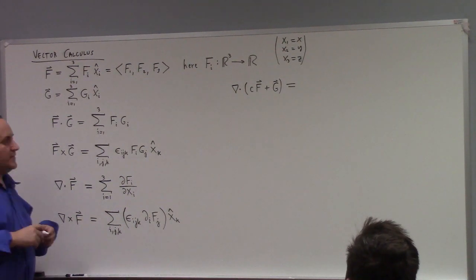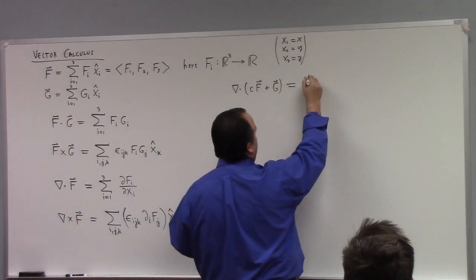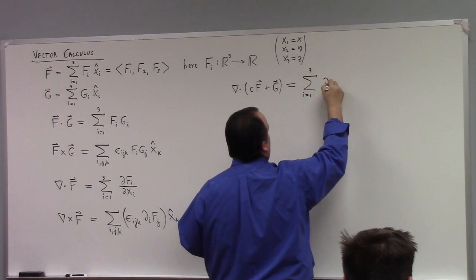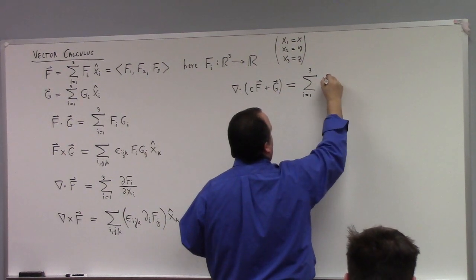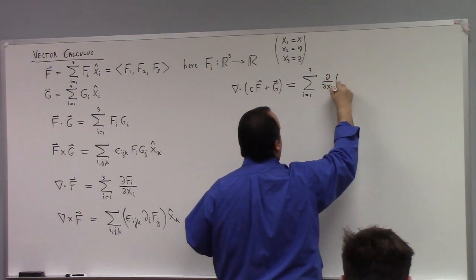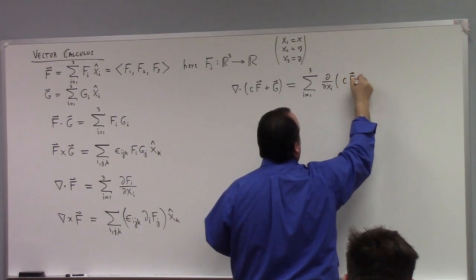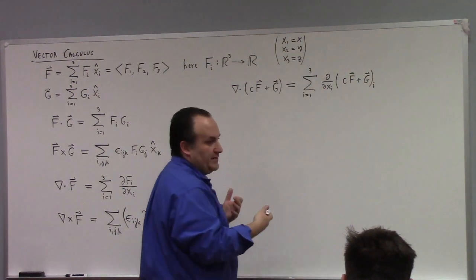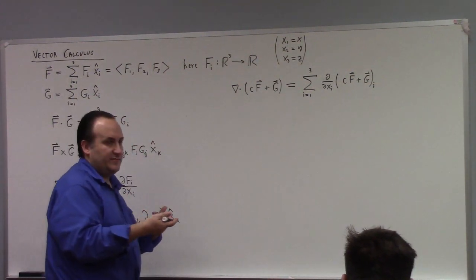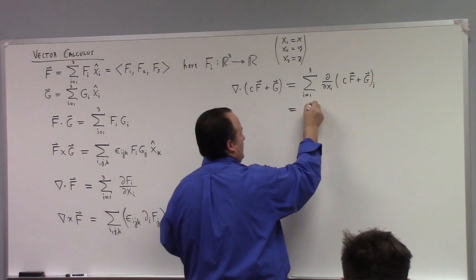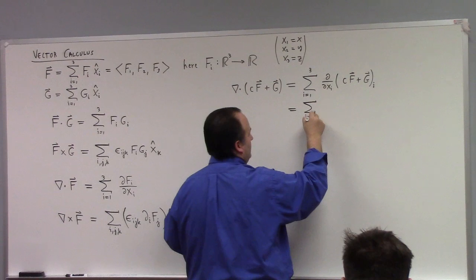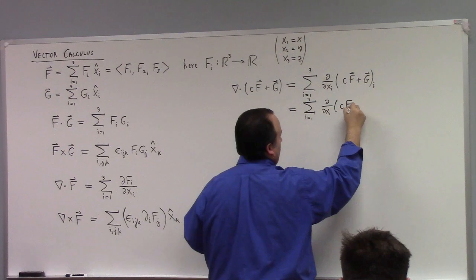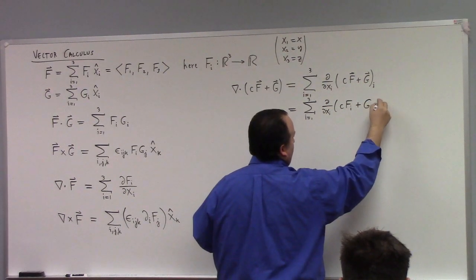So here, what would the formula be? Well, by definition, this would be the sum i equals 1 to 3 of, I guess I'll write it in this notation, partial x sub i of cF plus G, the ith component of that, right? Now, what is the ith component of the scalar multiple of a vector plus another one? Remember how we do that? That's like earlier in the course, but not hard. We do partial x_i of cF_i plus G_i. That's the ith component of the cF plus G vector.